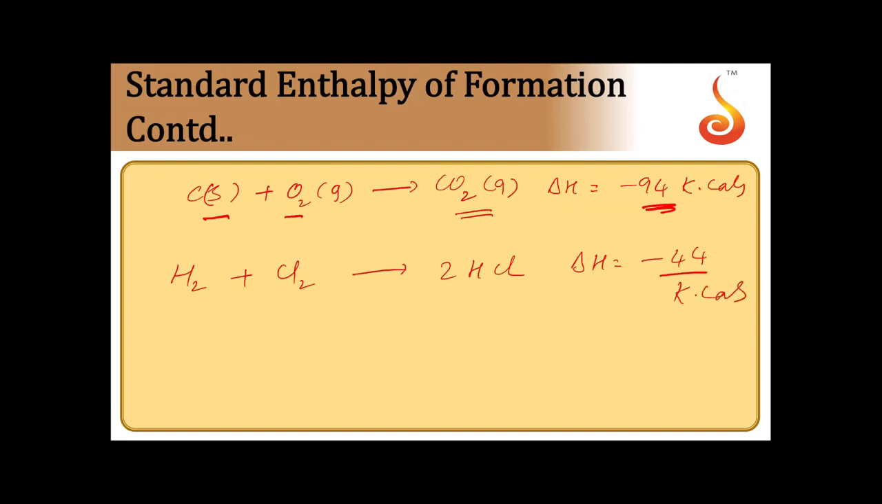This minus 44 kilocalories cannot be called the heat of formation of HCl because it is a heat of reaction. 2 moles of compound are being formed. We define enthalpy of formation as when 1 mole of compound is formed. Therefore, the enthalpy of formation of HCl will be equal to minus 44 by 2, which is equal to minus 22 kilocalories. So this delta H value can be called the enthalpy of formation of HCl.